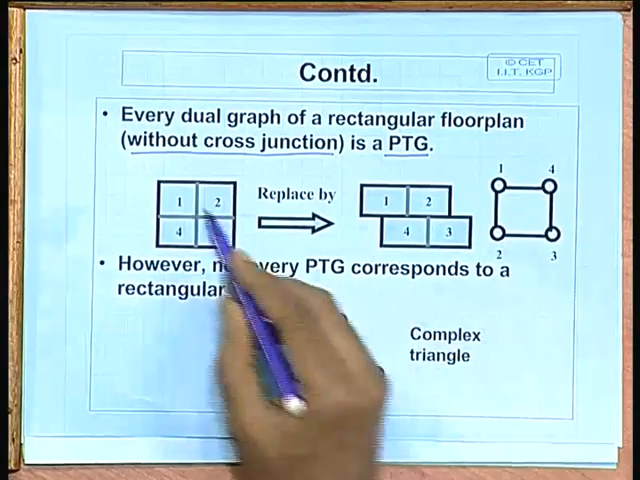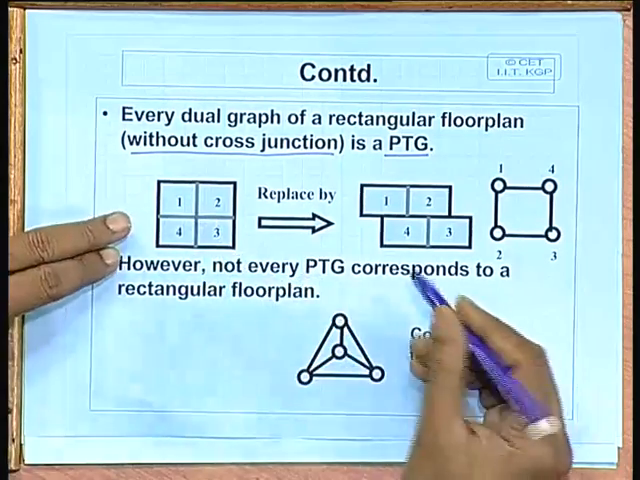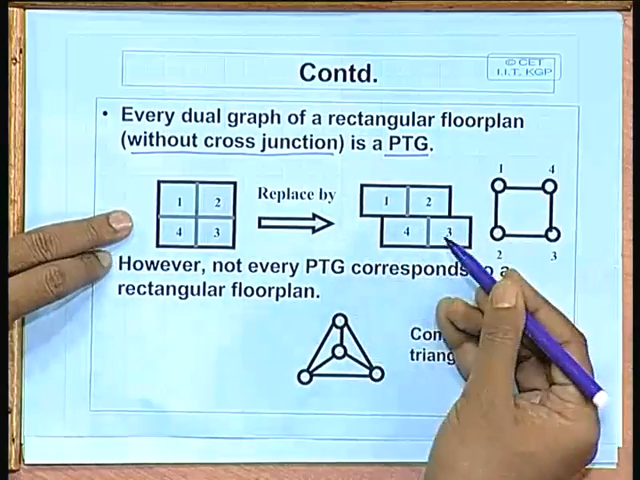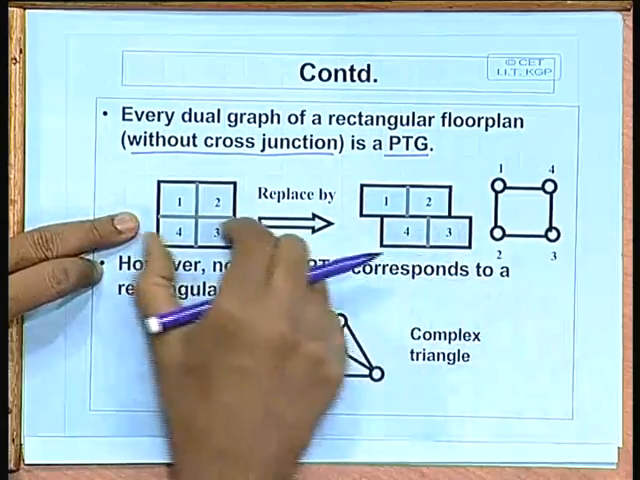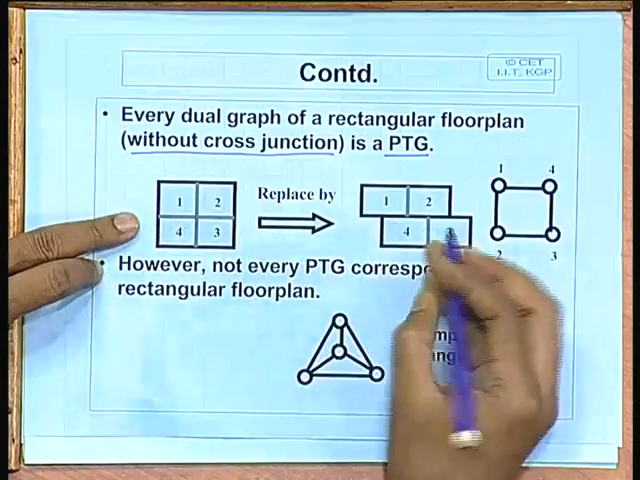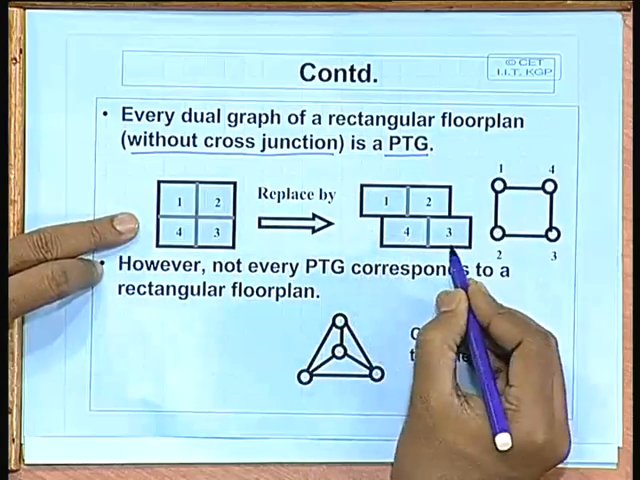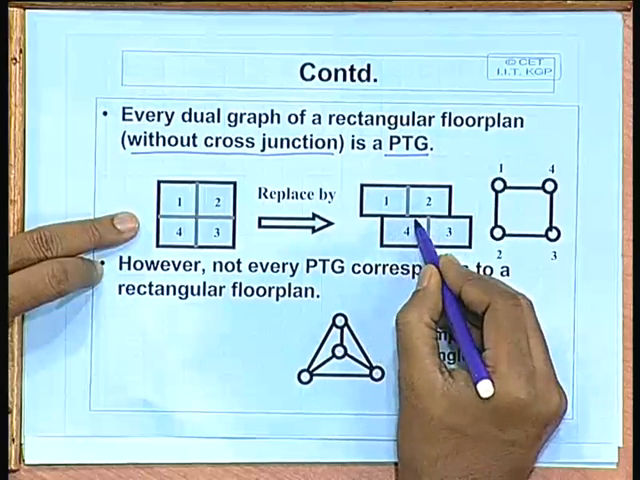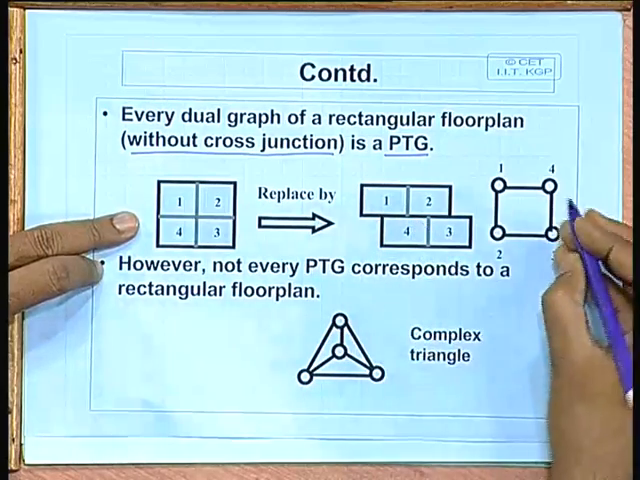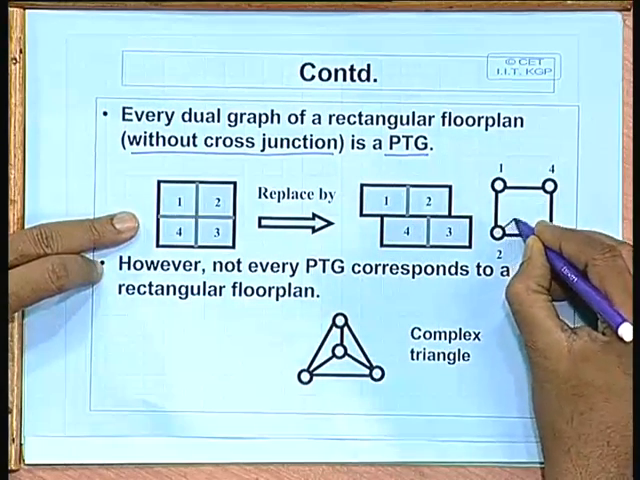Normally, what is done if we have a cross junction is that you shift a block slightly to one side. For example, you shift 4 a little bit to the right, so that 4 and 2 overlap a little. Now you will get a graph like this, with this new edge added.